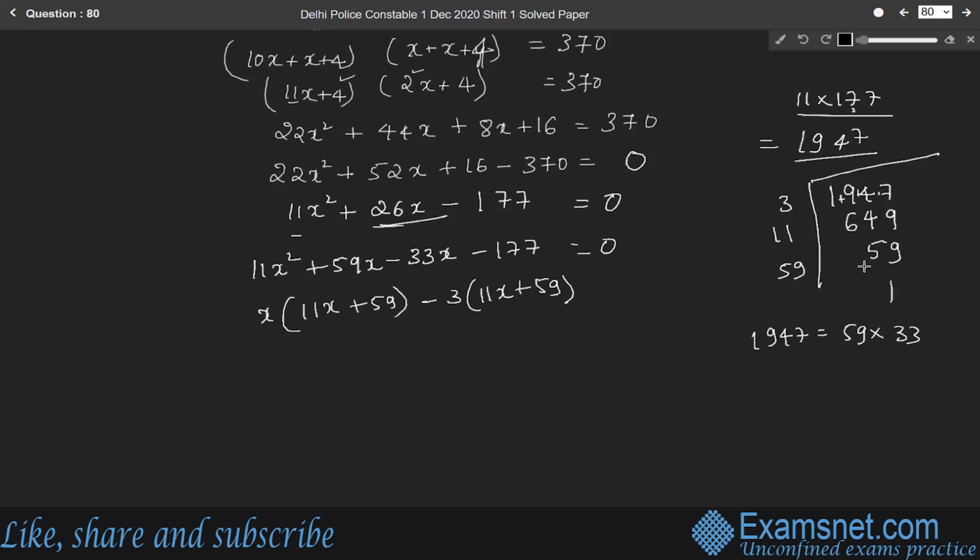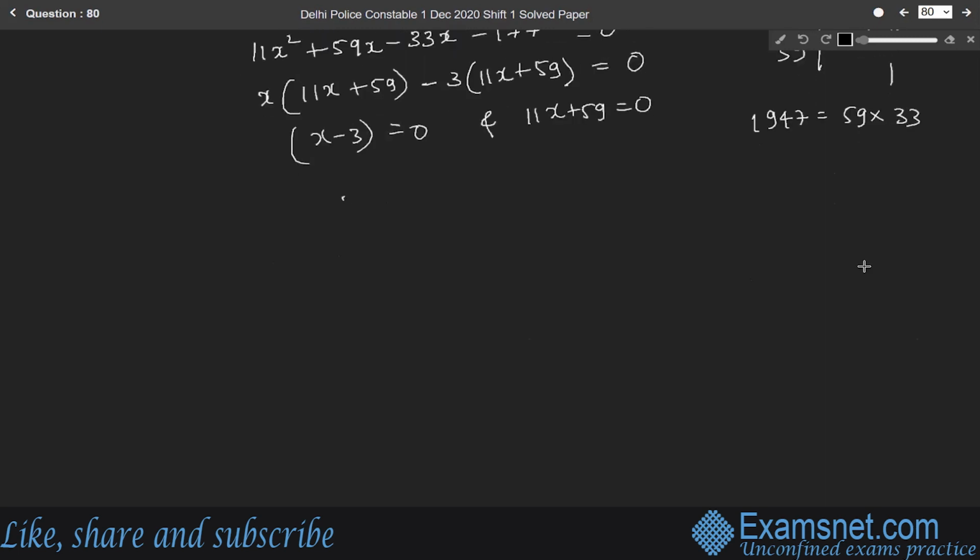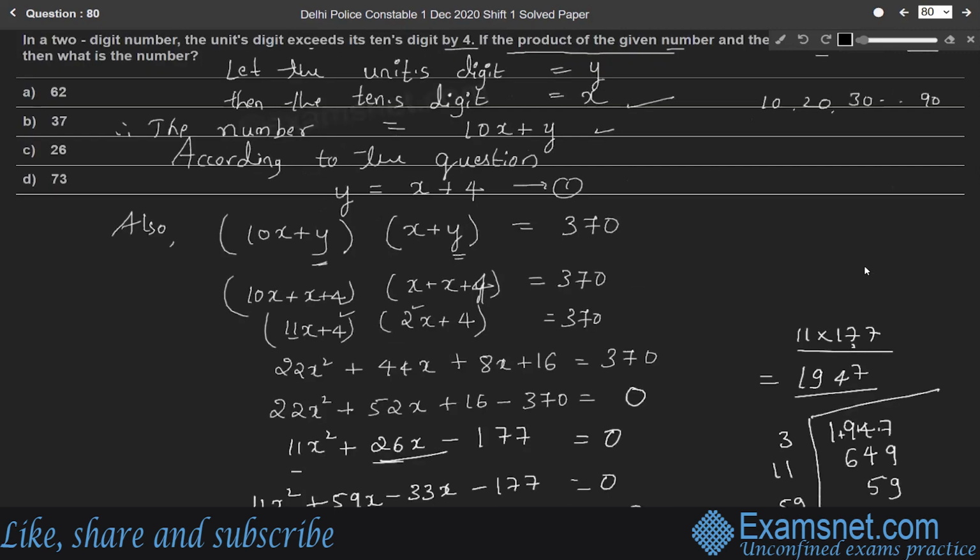Right? So 59 into 3 is 177, which is equal to 0. So x minus 3 is equal to 0 and 11x plus 59 is equal to 0. Right? So x is equal to 3 and x is equal to minus 59 by 11. Right? So what is x here?